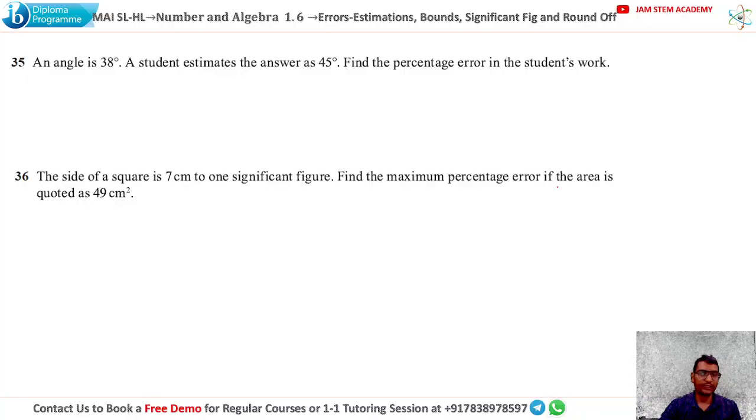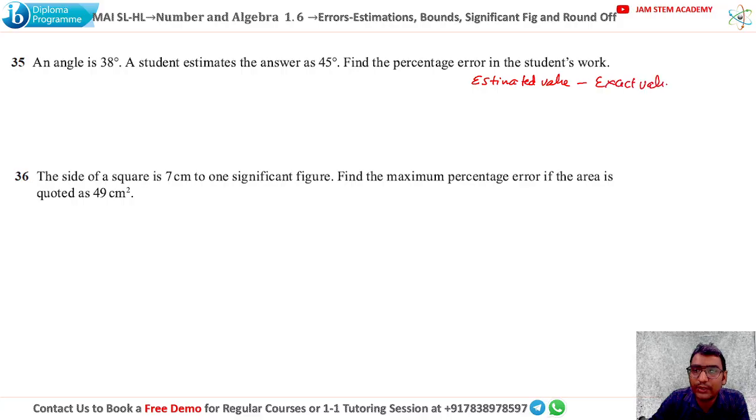What's the next question? It says an angle is 38 degrees. A student estimates the answer as 45 degrees, then find the percentage error in the student's work. In order to find the error, we have to take the estimated value, subtract it from the exact value, divide it by the exact value, take the modulus and multiply it with 100.